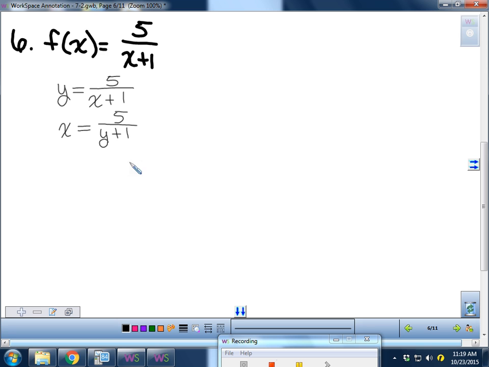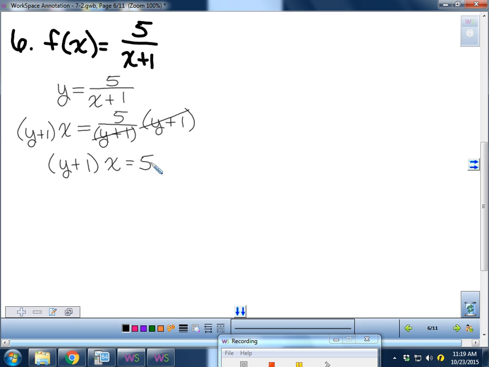So my problem is that I'm trying to solve for y, but y is in the denominator. So the very first thing I have to do is get it out of the denominator. So if I am dividing 5 by this whole y plus 1, then I'm going to multiply by the whole y plus 1. Please put it in parentheses. You're going to keep it as a group. So multiply by y plus 1. That means it's going to cancel over here, and that leaves me with y plus 1 times x equals 5.